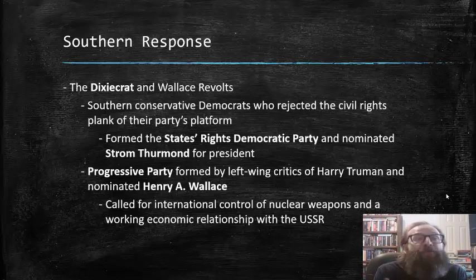Another party was also formed, the Progressive Party, which was formed by left-wing critics of Harry Truman who thought that his Fair Deal policies did not go far enough, and they nominated Henry A. Wallace for president in 1948. The Progressive Party called for international control of nuclear weapons and a working economic relationship with the USSR.